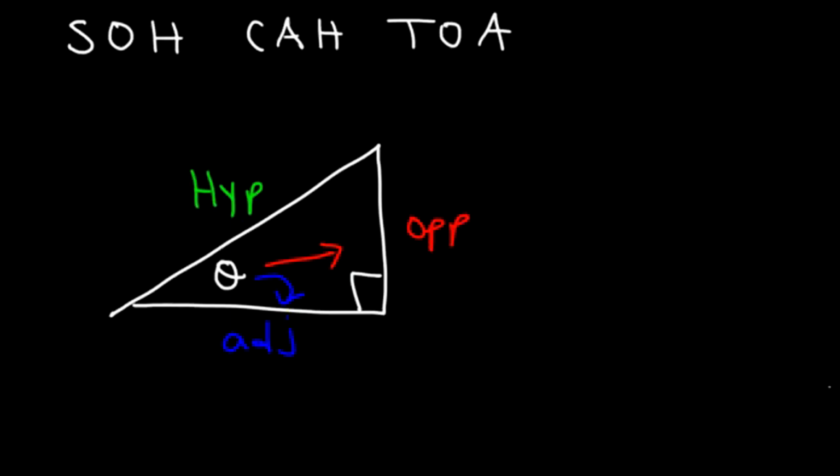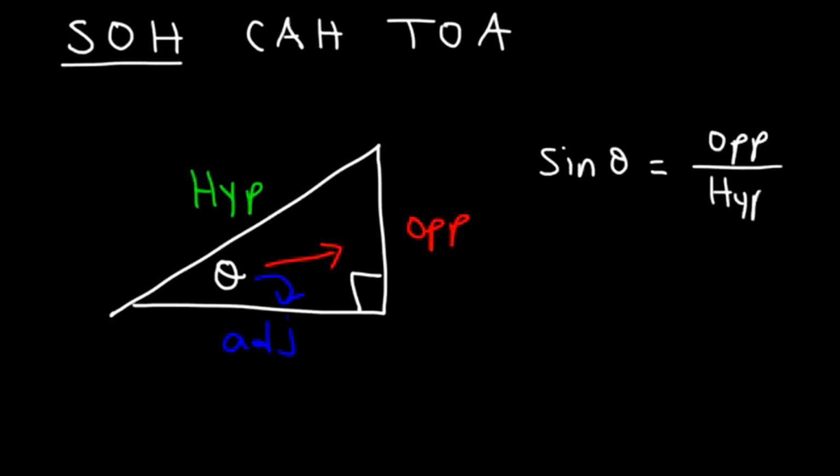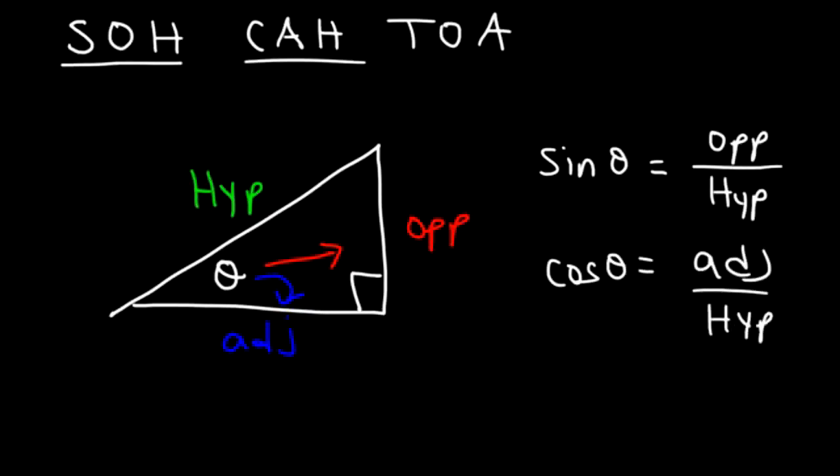Now let's talk about the 6 trig functions in terms of sine, cosine, tangent, opposite, adjacent, hypotenuse. Sine theta, according to SOHCAHTOA: S is for sine, O is for opposite, H is for hypotenuse. Sine theta is equal to the opposite side divided by the hypotenuse. Cosine theta is equal to the adjacent side divided by the hypotenuse. CAH: cosine is adjacent over hypotenuse.